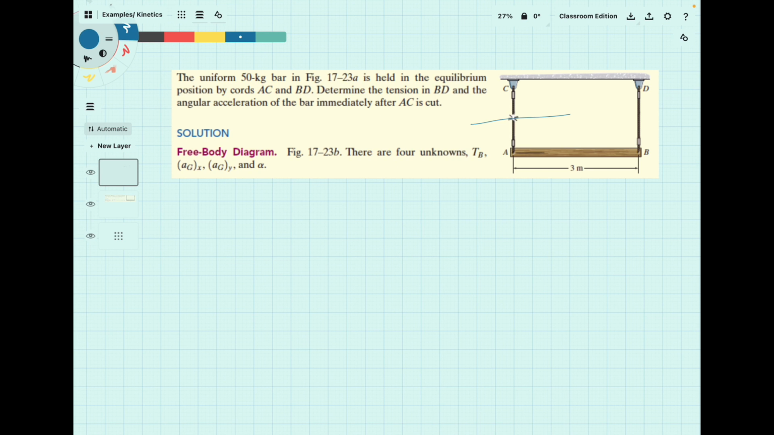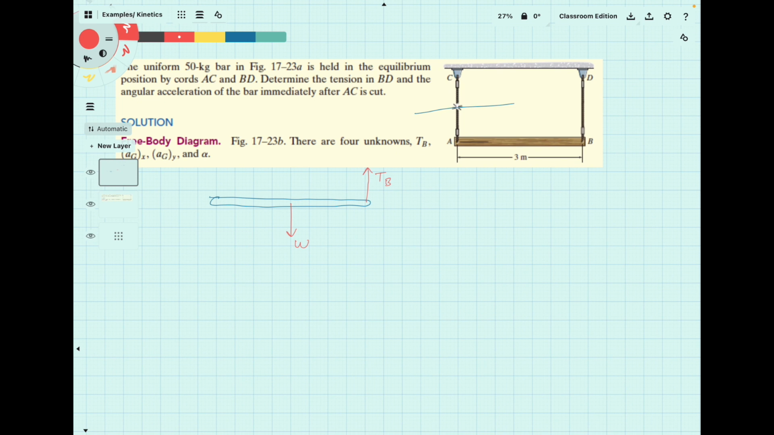Anyway, if we look at the free body diagram, we're going to have not a lot going on, but a few things. We're going to have the tension in this remaining cable, which we'll call the tension at B. And then there will be the weight term. And that's pretty much it for the free body diagram. And then for the kinetic diagram, I guess I'll just draw it on the part again. Why not?